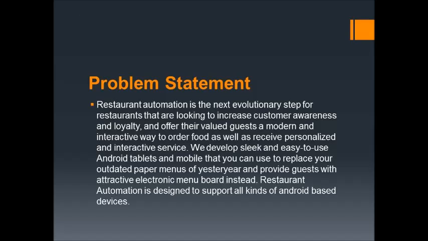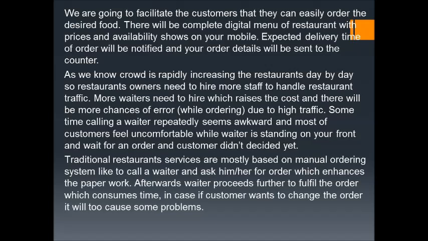Problem statement: restaurant automation is the next evolutionary step for restaurants that are looking to increase customer awareness and loyalty, and offer their valued guests a modern and interactive way to order food as well as receive personalized service. We are going to facilitate the customers so that they can easily order the desired food. There will be a complete digital menu of the restaurant with prices and availability shown on your mobile. Expected delivery time of the order will be notified and your order details will be sent to the counter.